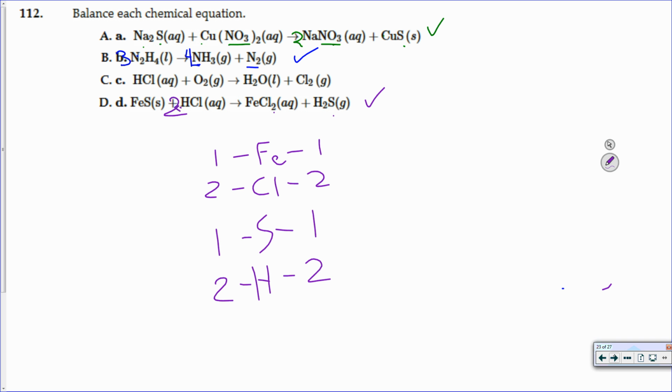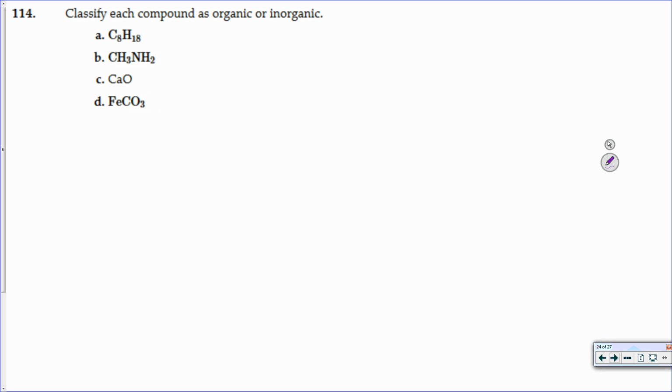The next one. So classify as organic or inorganic. So things that contain primarily carbon and hydrogen are organics. So these are straightforward. So organic, no carbon in that. So that's an I for inorganic. The carbon that's in this is in the form of a polyatomic ion. It's an ionic compound. So that's an inorganic. Organics are molecular compounds.